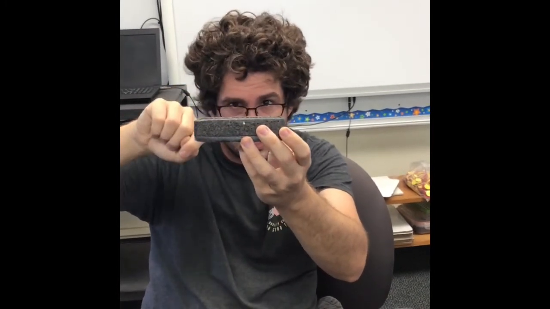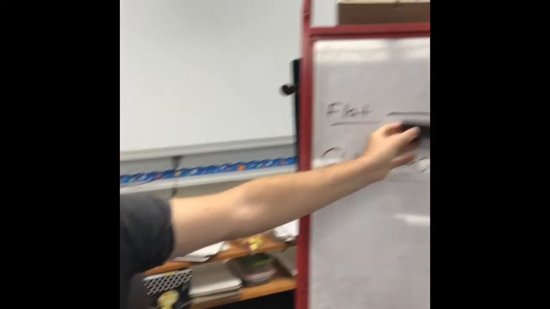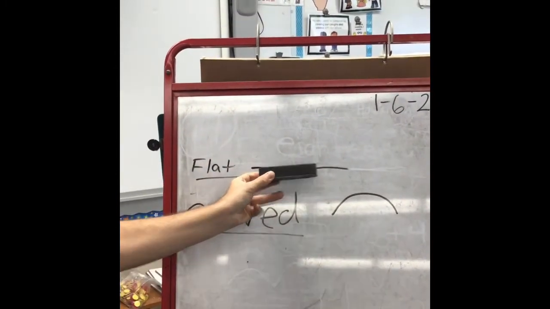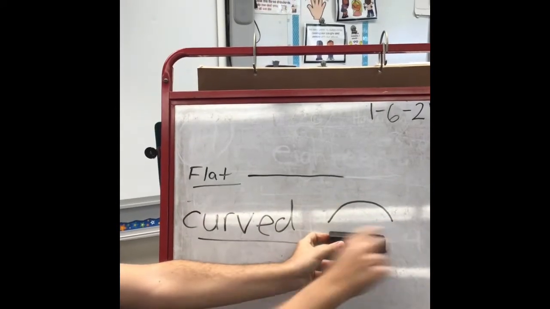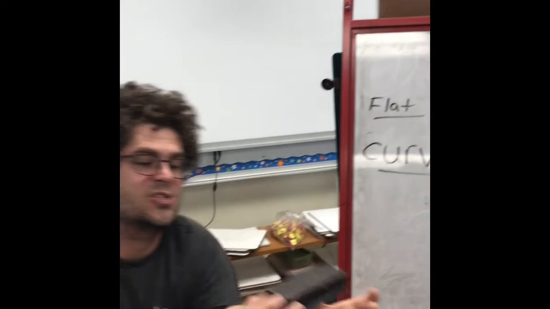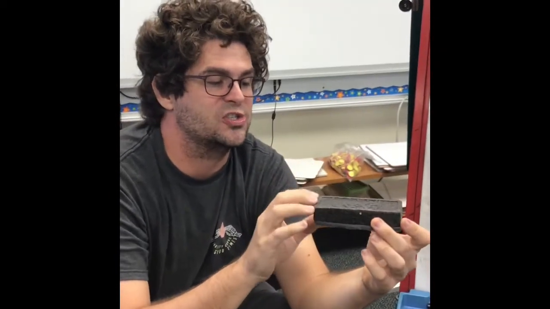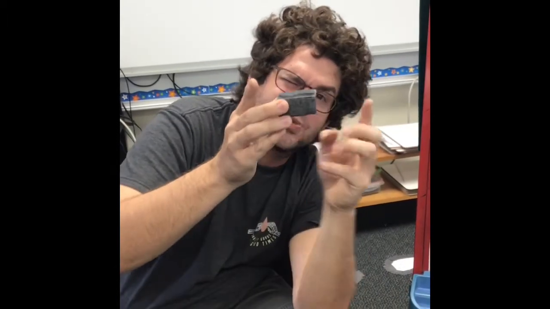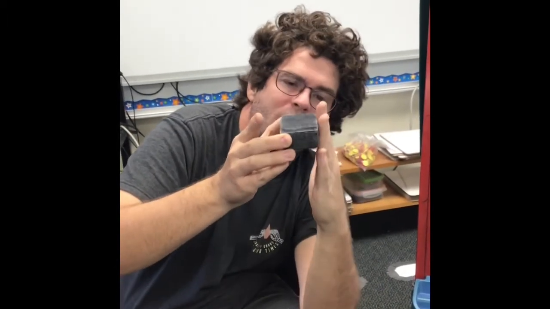Well, this one in particular, we can kind of hold right up to this. Does it match this one, the flat surface? Or does it match this one, the curved surface? Rectangular prisms, because they have rectangles, all of these surfaces are flat. This one is flat. This one is flat. This one is flat. This one is flat. This one is also flat. They're all flat. There's no curves to this particular prism.